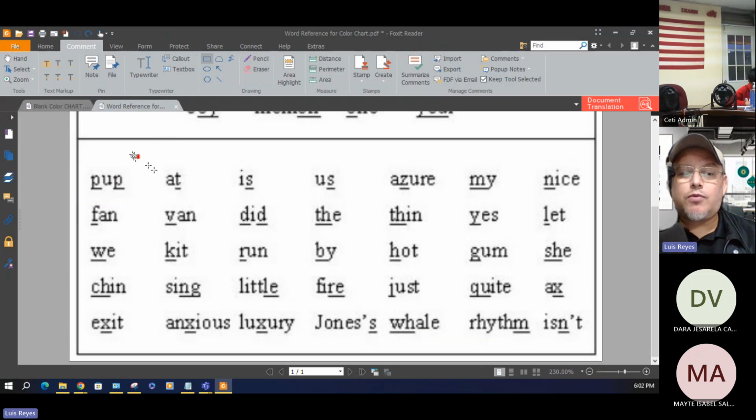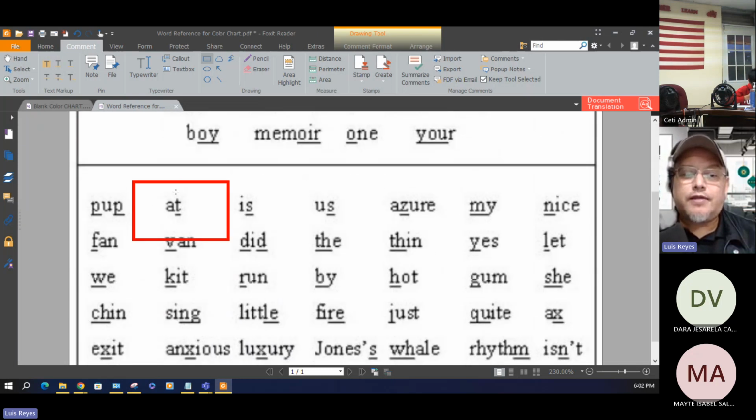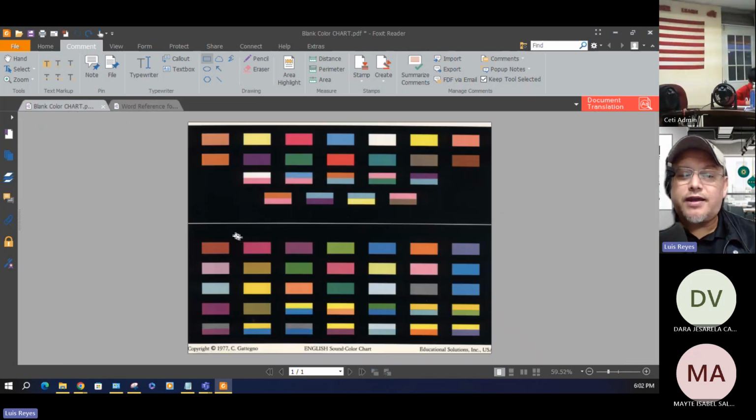Then we have the word at, which is the same word we used over here. But here we identified a. Over here, we're going to identify t. It's a different sound, t. And now we're going to identify it here, t. That's this sound right here, t.